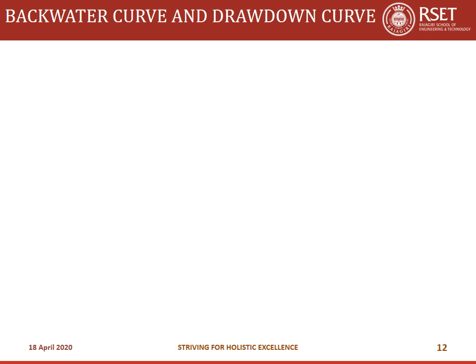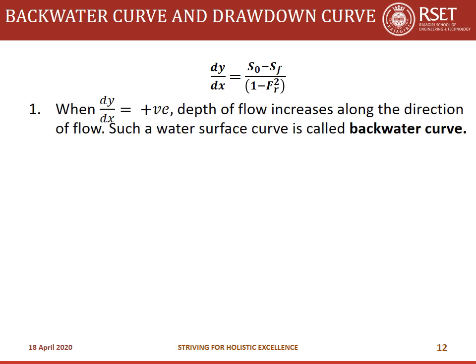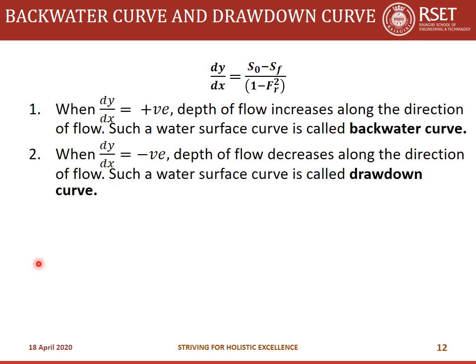Now, before concluding this presentation, let me talk about backwater curve and drawdown curve. Now, we know the equation dy by dx is equal to S0 minus SF divided by 1 minus FR squared. Now, if dy by dx is positive, it means the depth of flow increases along the direction of flow. So, when depth of flow increases with direction of flow, it is known as backwater curve. Now, when dy by dx becomes negative, it means that the depth of flow is decreasing along the direction of flow, and such water surface curve is called drawdown curve.